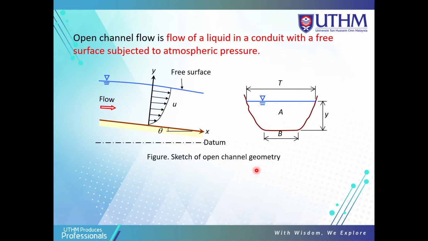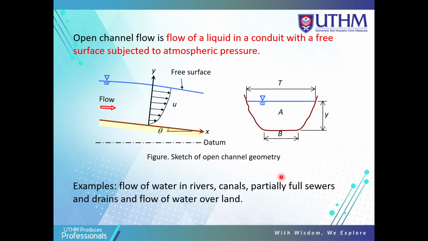Open channel flow is the flow of a liquid in a conduit with a free surface subject to atmospheric pressure. For this, here is the sketch of open channel geometry. Examples are flow of water in rivers, partially full canals, sewers and drains, and flow of water over land. So this is the geometry of the channel: T is the top width, B is the bottom width, and Y is the depth of water. This is the flow, and the free surface is at the level of the water.